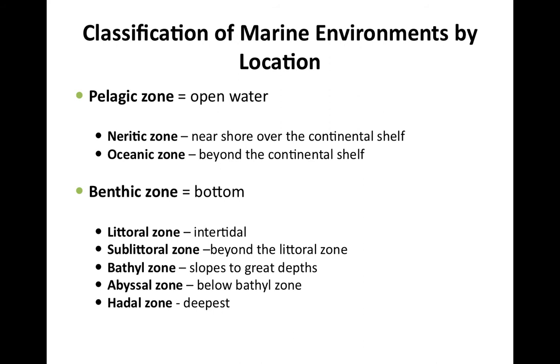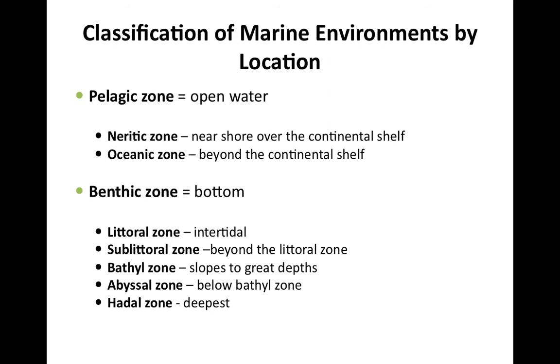Within the pelagic zone, we subdivide it into two zones, the neritic zone and the oceanic zone. The neritic zone is the open water near and over the continental shelf, so near the shore and over the continental shelf. These are relatively shallow waters. They exist over the continental margin. And the oceanic zone is the water beyond the continental shelf, so this is the deep water above the abyssal plains. That's the oceanic zone. And with the benthic zone, this is the seafloor. We have the littoral zone.